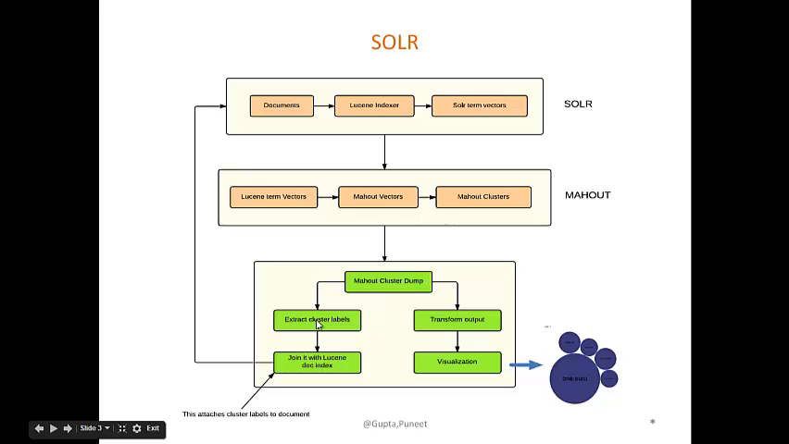One of them can be to extract the cluster labels, join it with Lucene document IDs, and then feed it back to Solr to get the cluster information displayed in the search results. Or we could also transform this output using various Linux commands like awk, sed, and grep to generate a temporary output which can then be used by other downstream processes like, for example, visualization. So in my project, I have used a D3 bubble chart as the downstream process to represent Mahout clusters.